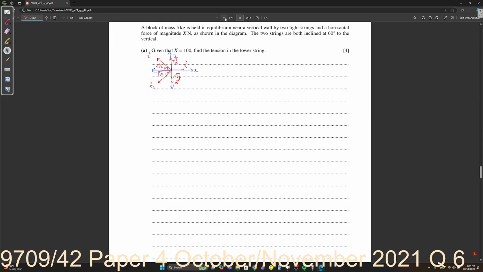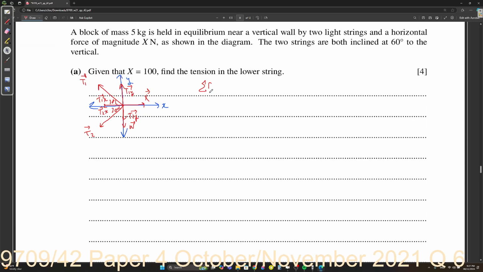Now let's resolve. Let's start with sigma Fx, which is equal to 0. That means all my horizontal forces on the right are equal to all my horizontal forces on the left. On the right, I have X, and on the left, I have T1x and T2x. So T1x plus T2x equals X, and we said X is equal to 100. T1x is T1 cosine 30, and T2x is T2 cosine 30. Why cosine? Because I'm looking for the x component, and I have the angle with the horizontal. We can call this equation 1.